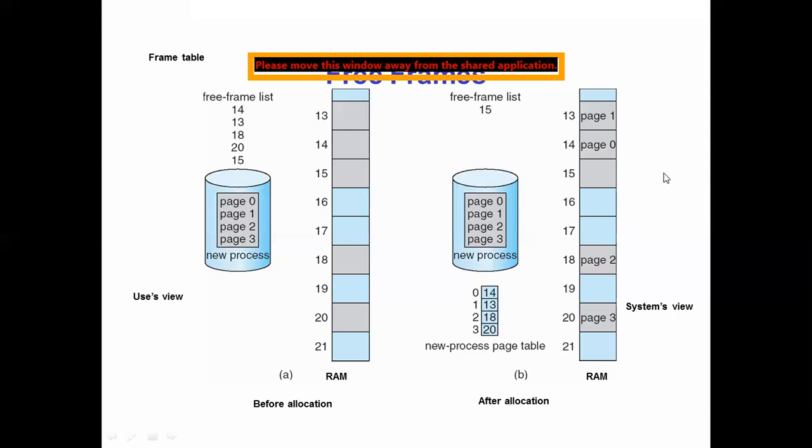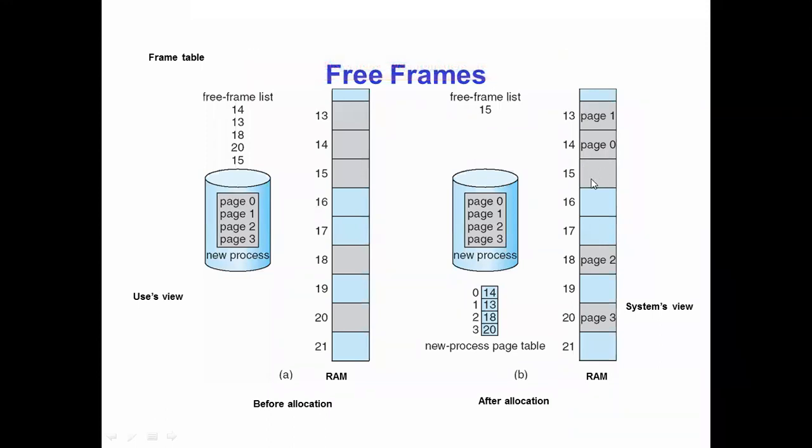Now you can see here a frame occupied by a page, but here we are not going to mention any page number. Then we can say this is the wastage of the memory, in the form of a frame. So this is the situation before allocation and after allocation.